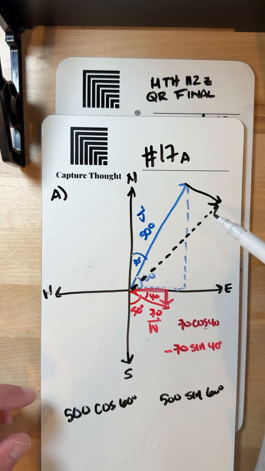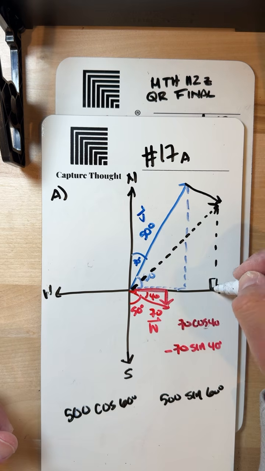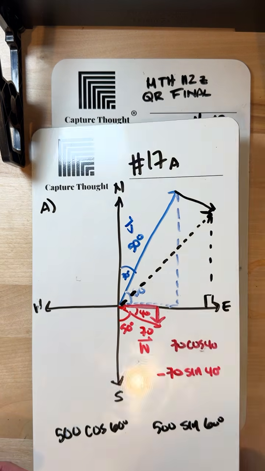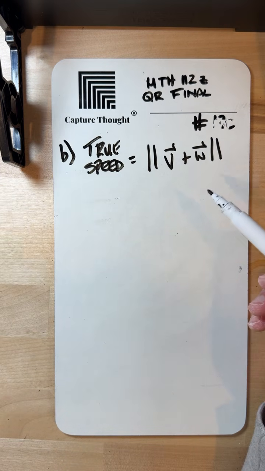So the airplane is still moving in this direction, but the wind is acting on it, so it's pushing it off a little bit. So therefore, we can draw another right triangle here that's made up of all these components. So really what we want to do is just add V and W together and then figure out that magnitude. That is how we calculate true speed. So that's what I wrote down here. I just want the magnitude of these things added together.